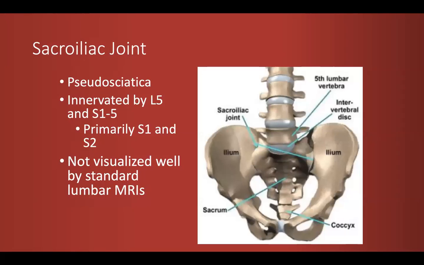We also have the sacroiliac joint, which is another cause of pain going down the leg, or what I like to call pseudo-sciatica. The joint is innervated by L5, as well as S1, S2, S3, S4, and S5, but it's primarily S1 and S2. And unfortunately, it's not well visualized by standard lumbar MRIs, both because they pretty much stopped taking the axial views at the L5 disc because the radiologist is looking for discs, and because the joint itself really can't be viewed in any single plane because of its shape. It's shaped almost like a boat propeller, twisted and curved.